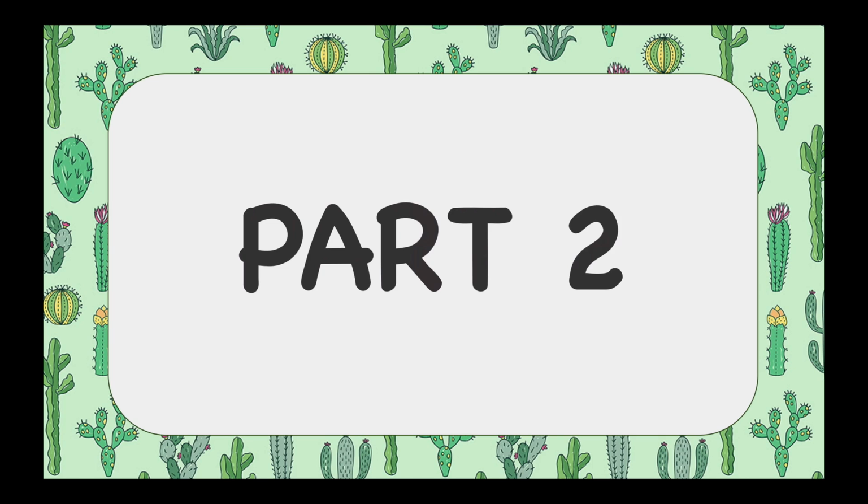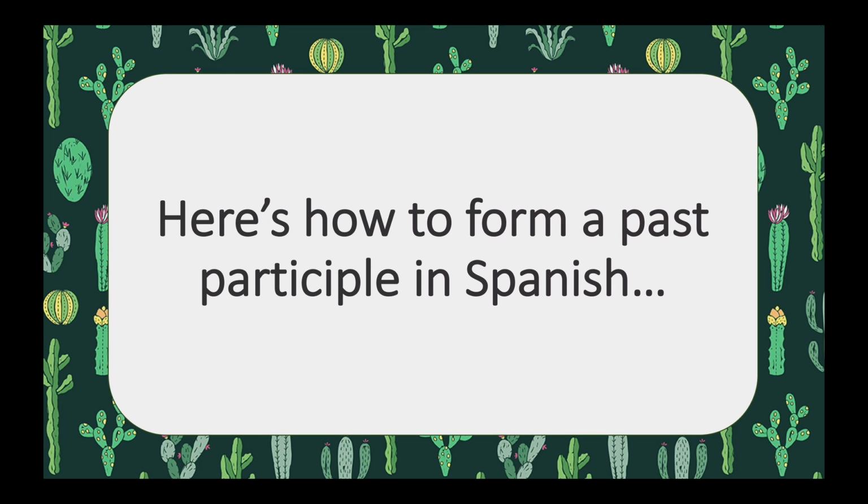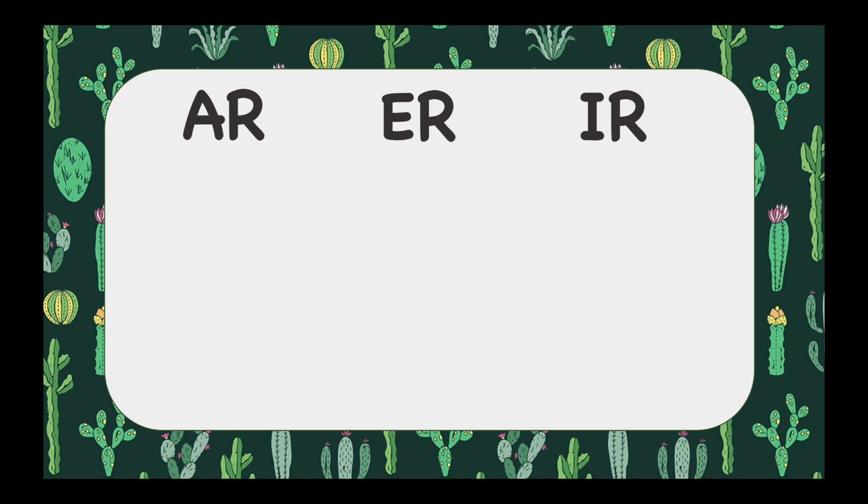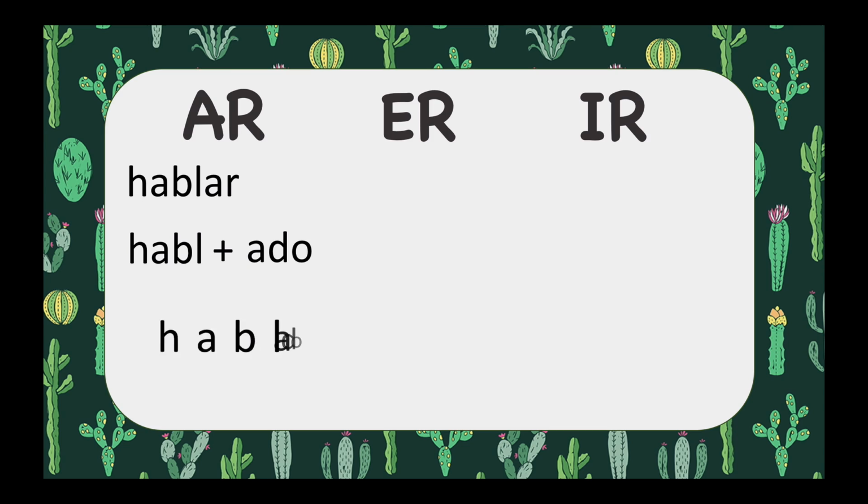Part 2. Here's how to form a past participle in Spanish. In Spanish, we have AR verbs, ER verbs, and IR verbs. Let's start with the AR verb. Hablar, to talk or to speak. In order to conjugate this verb, I will remove the ending. Now, I will add the ending for past participles. In this case, for AR verbs, it's ado. Together, that forms our past participle, hablado.